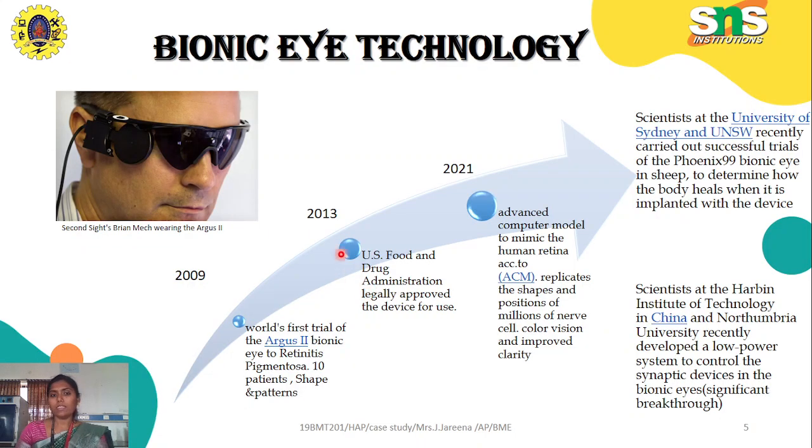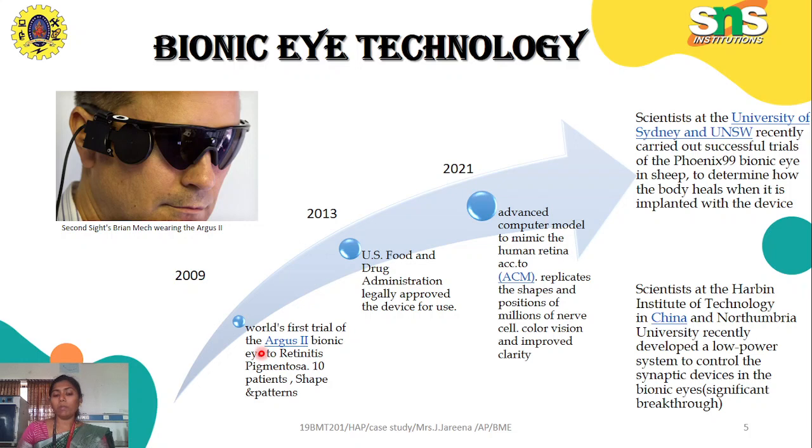Let's see how this bionic eye technology has evolved. After so much groundwork, research work and day and night efforts by many researchers and scientists, in 2029 the world's first trial of a bionic eye came into the picture. The world's first bionic eye is nothing but Argus 2.